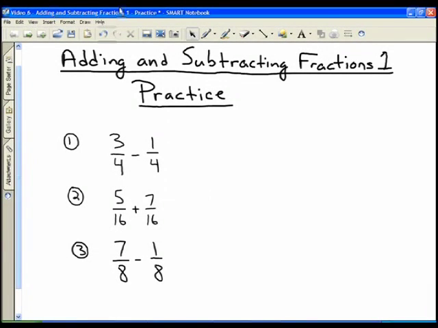We're going to take a look in this video at some practice problems with adding and subtracting fractions that have a common denominator. So copy these three problems down and then pause the video, work out the answers, and then resume the video and check to see if you were correct.